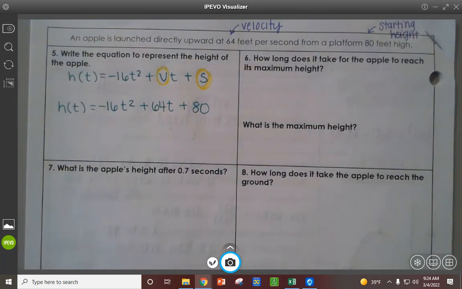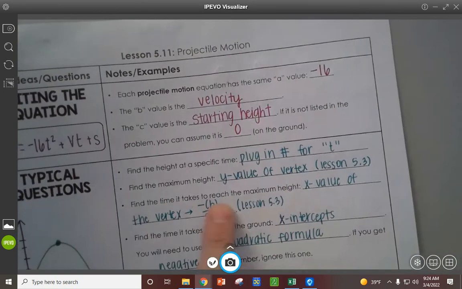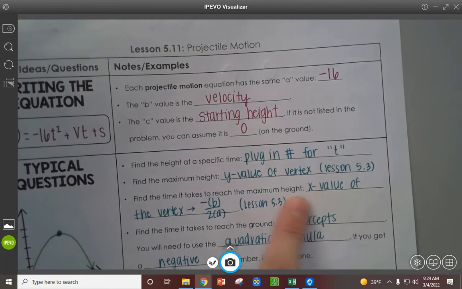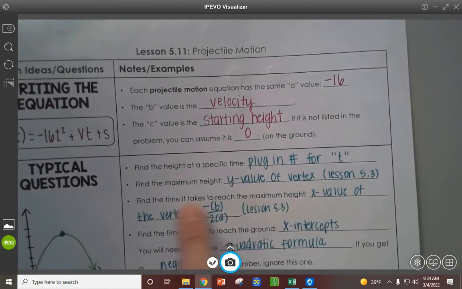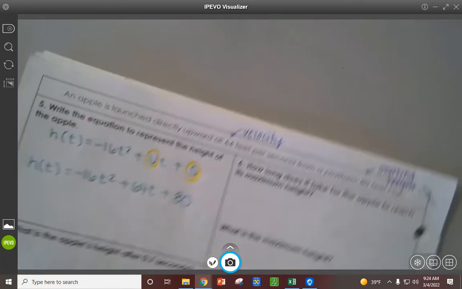So number 6 starts out, how long does it take for the apple to reach its maximum height? How long does it take? So the time that it takes to reach its maximum height. So if I look back over here, the time it takes to reach the maximum height is the x value of the vertex. So negative b over 2a.